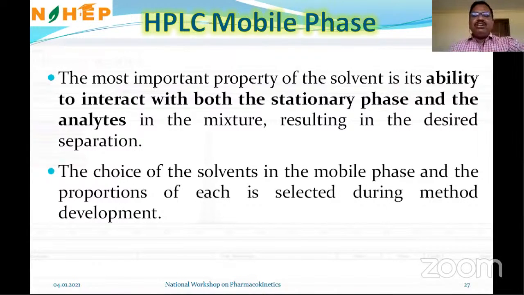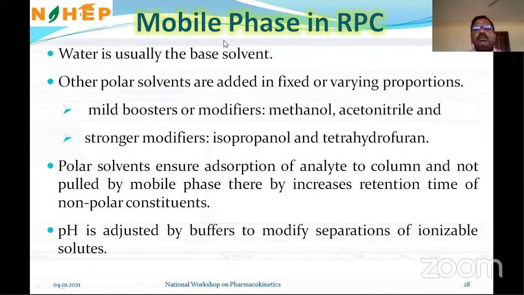So the choice of solvents in the mobile phase and the proportions of each is selected during method development. So method development is a very important step. Coming to the mobile phase in reverse phase chromatography, water is usually the base solvent, whereas other polar solvents are added in fixed or varying proportions. Mild boosters or modifiers such as methanol and acetonitrile, or strong modifiers like isopropanol and tetrahydrofuran, are used to change the polarity, whereas polar solvents ensure adsorption of analyte to the column so it is not pulled by the mobile phase. So they thereby increase the retention time of non-polar constituents.